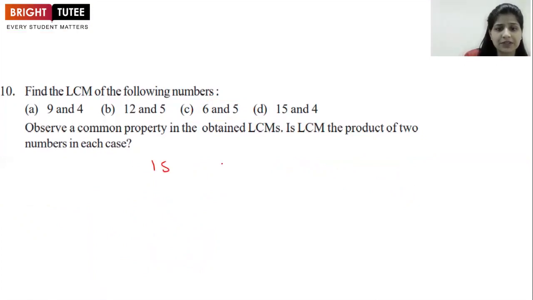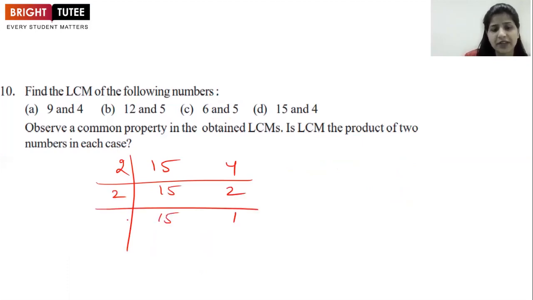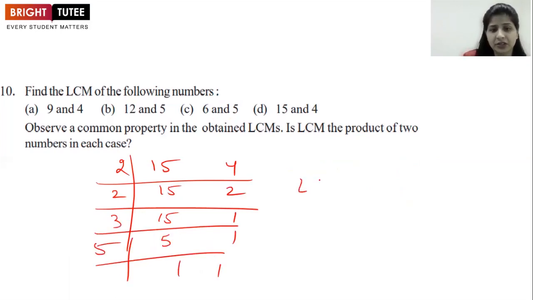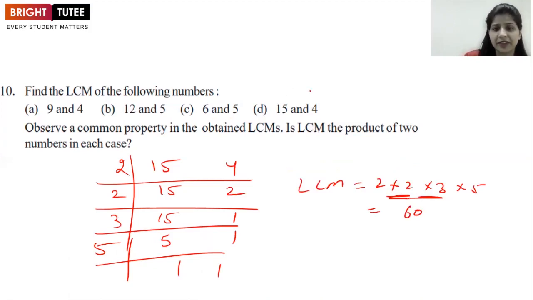The last one is 15 and 4. Starting with 2. 2 2s are 4, then again with 2. I am copying 15 as it is because it is not divisible by 2. Now with 3 and now with 5. So LCM would be 2 into 2 into 3 into 5. So 2 into 2 is 4, 4 3s are 12, 12 into 5 is 60, and 15 into 4 is also 60. So yes, here also in all these four parts, the LCM is the product of the two numbers. Yes, we have checked it.